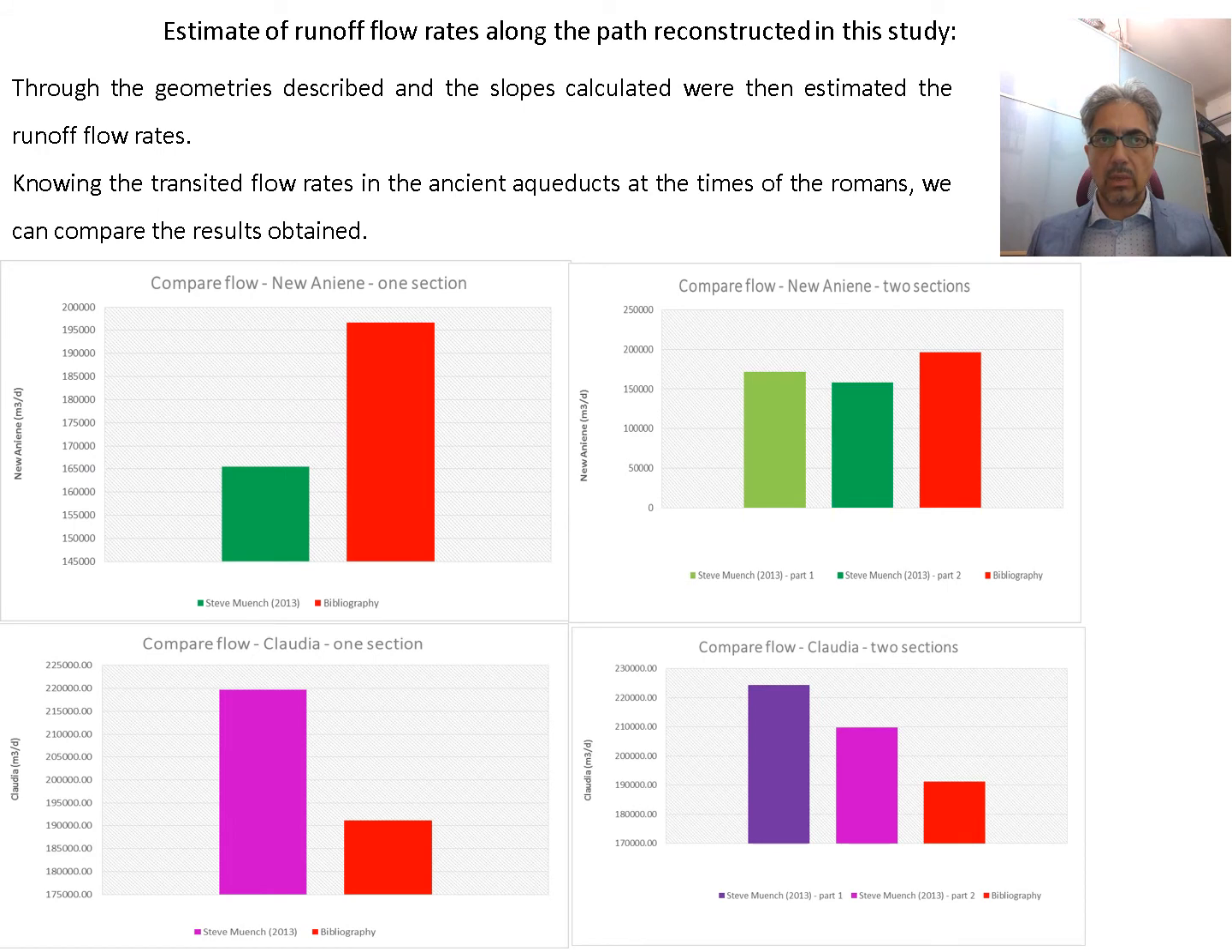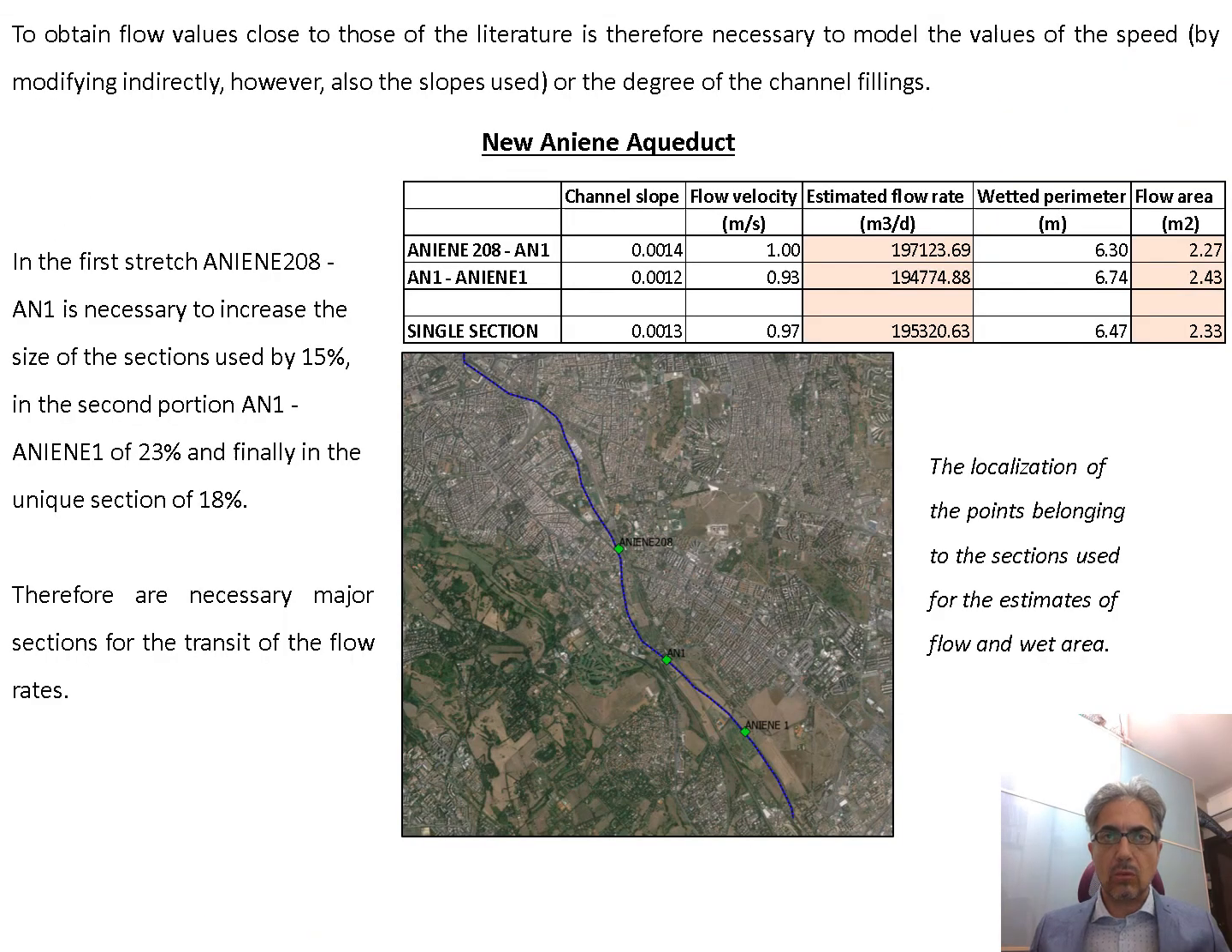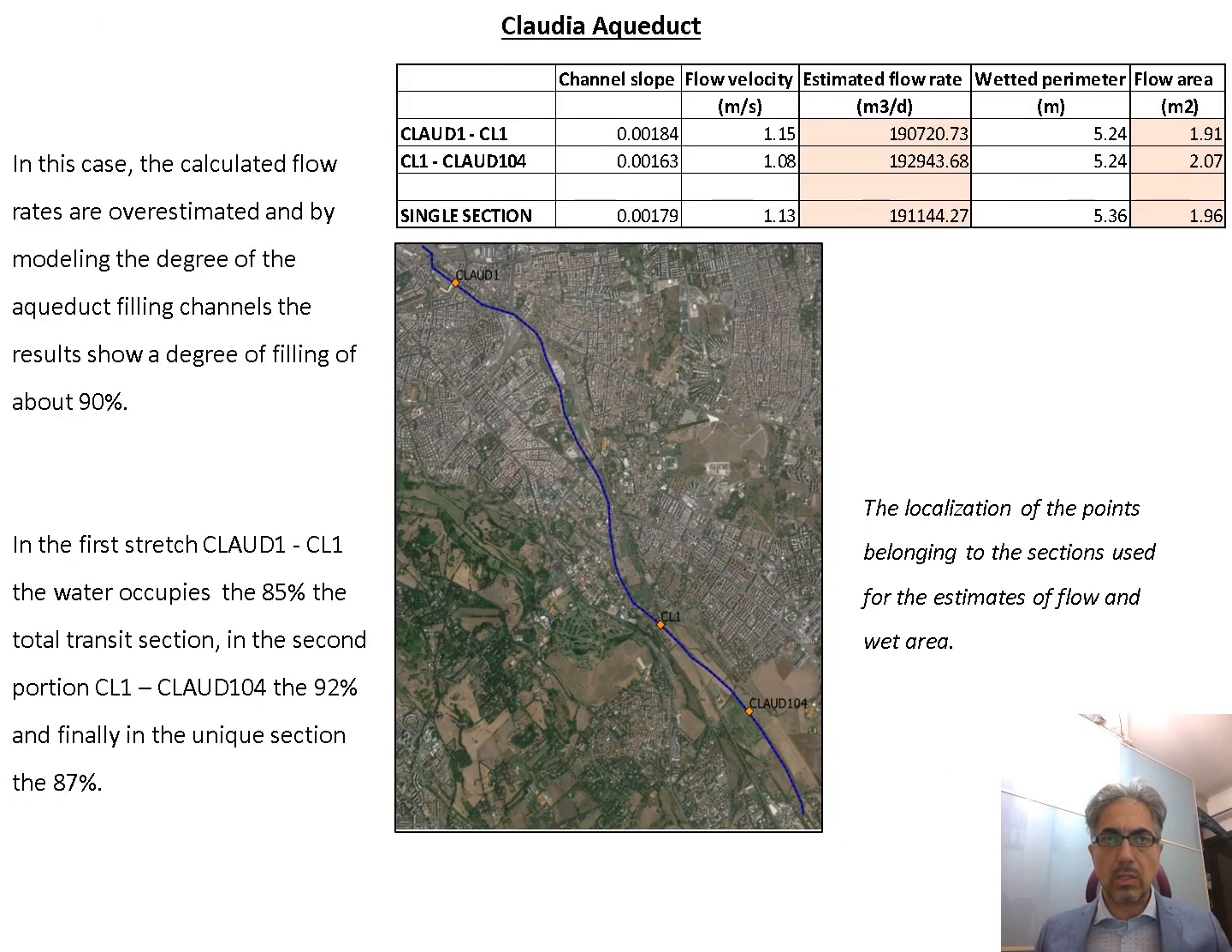In this slide, we can see very quickly the difference between the flows calculated with our evaluation and the model reported in the literature. To obtain the flow values in this case, it was therefore necessary to use the values of the velocities and the degree of filling of the channels in which we observed the points where it was estimated, as regards the aqueduct New Aniene. Here in detail we can see the points used for the estimation in this aqueduct.